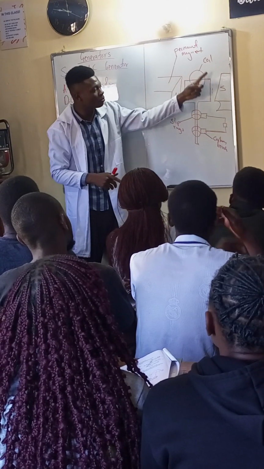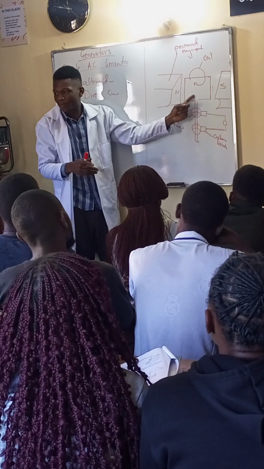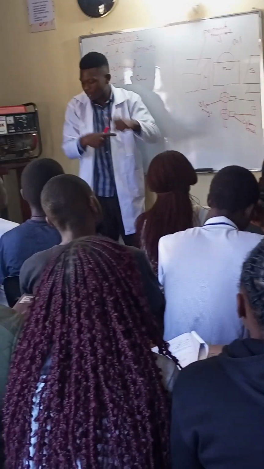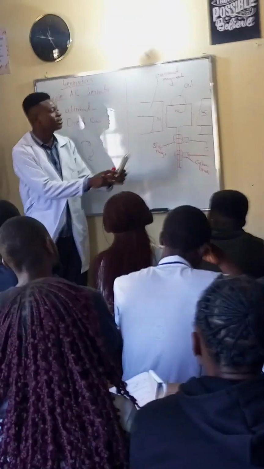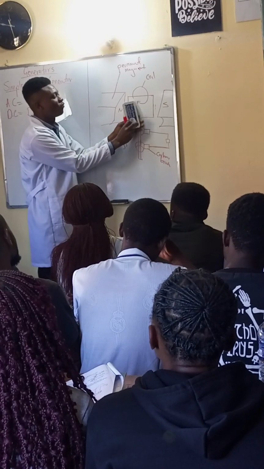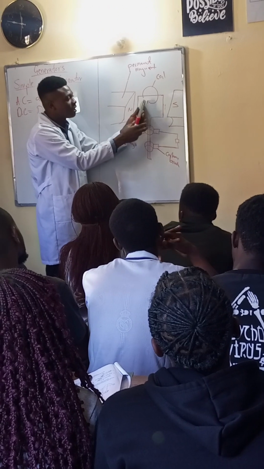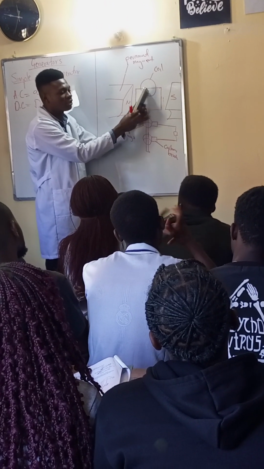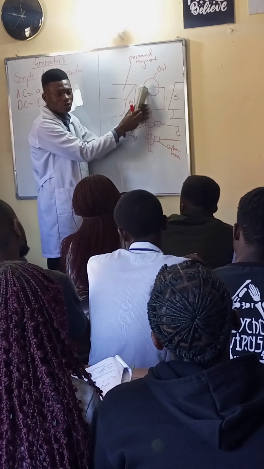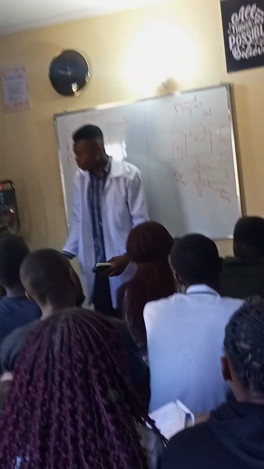As the coil starts moving, it's like this. This is the coil. It starts moving, hitting the magnet, hitting the magnet. As it is hitting the magnet, it is producing electricity by electromagnetic what? Induction.